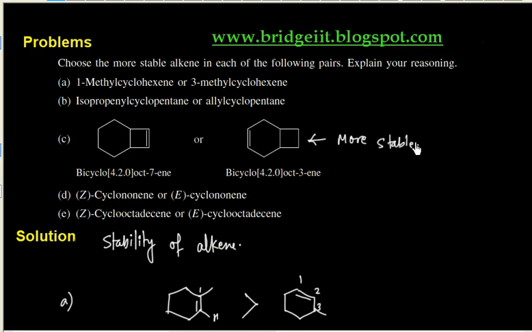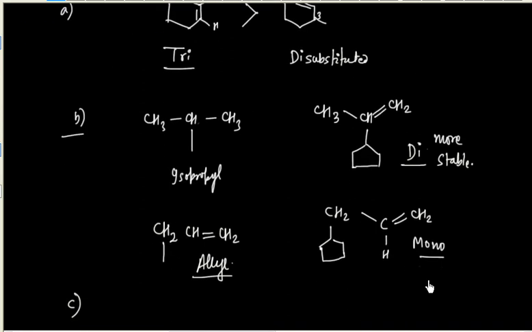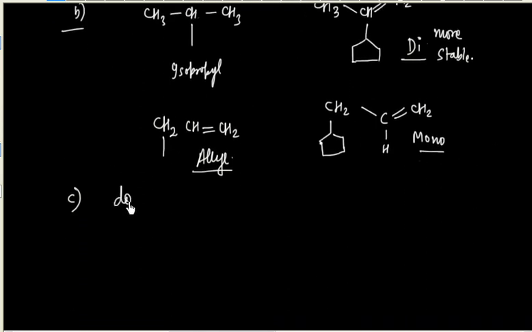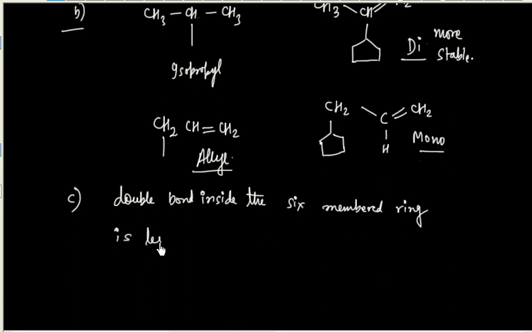Why? Because double bond inside the 6-membered ring is more stable. So I can write this thing: double bond inside the 6-membered ring is less strained, easy one.